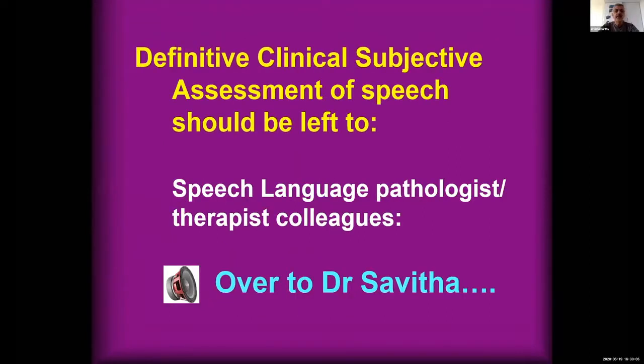So, like I said, we are just doing this preliminary assessment for us to get an impression of whether the child has a problem, and if so, what kind of problem it might be. But when we want to get a clearer idea of what the problem is and what the solution should be, our SLP colleagues come in, and now Dr. Savita will come over and tell us in greater detail how she would do her assessments. Over to you, Savita.